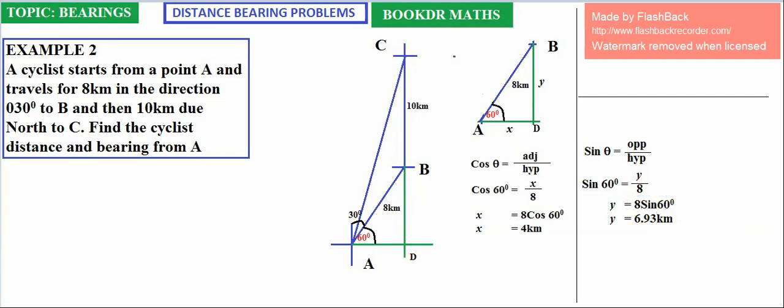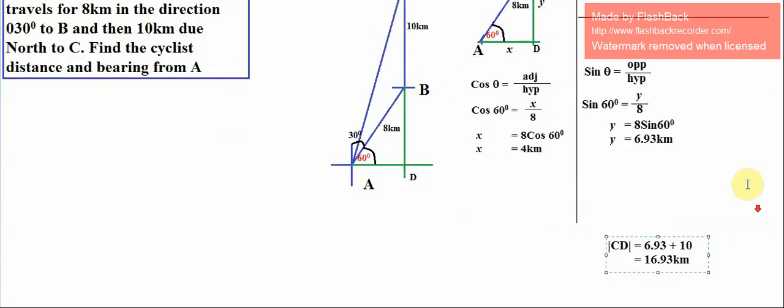Now, our dimension, sorry, CD, it's supposed to be CD, from C up to D. CD will be equal to 6.93 plus 10 kilometers, and we are going to get 16.93 kilometers. 16.93 kilometers for the total distance. Okay, so that is that.